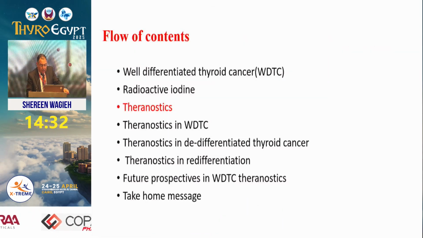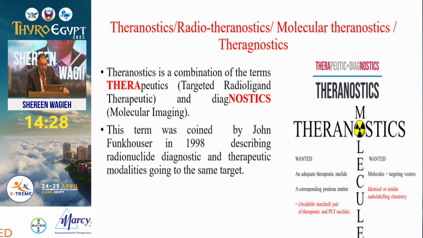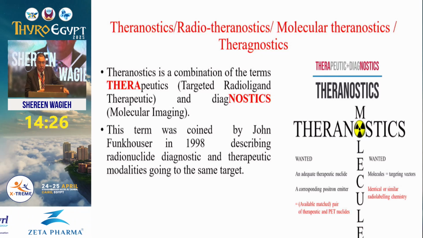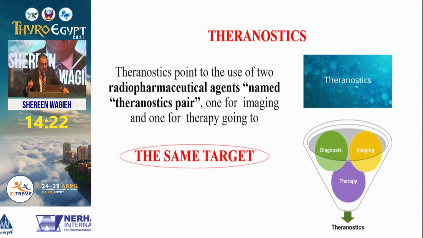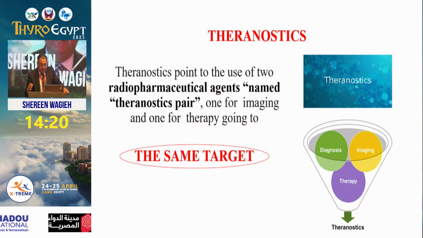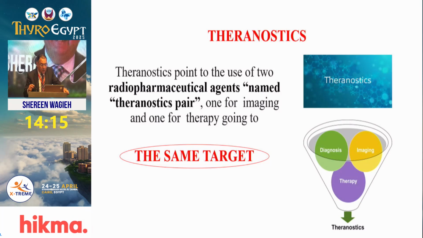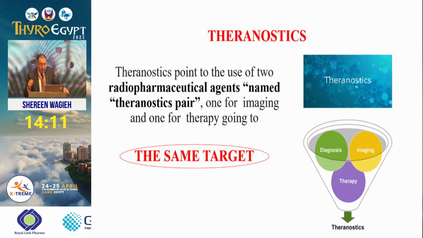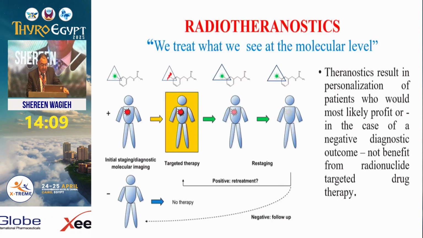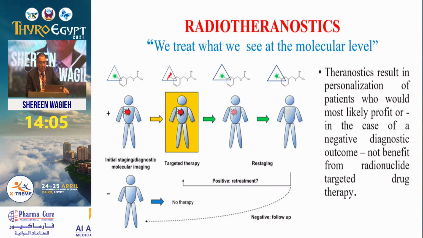Now we come to theranostics. The term theranostic is a combination of the terms therapeutics and diagnostics. This term was coined in the year 1998. Simply, theranostic points to the use of two radiopharmaceutical agents together, named theranostic pairs, one for imaging and the other for therapy. The most important thing is that they go to the same target in tumor cells. So in theranostics, we treat what we see at the molecular level.